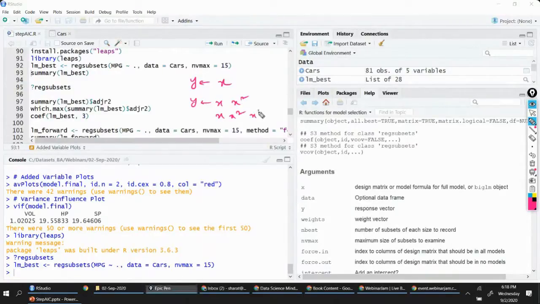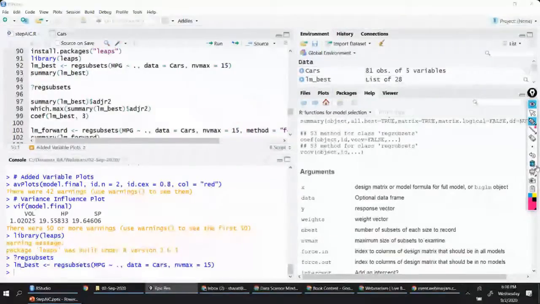X, X square, X cube. So on and so forth, we can keep trying unless, let's say this is insignificant, so we stop at X square. Then we take X1, X1 square, then X2. Right? So we keep on repeating this, and maximum that we can take is 15. Right? That's defined here, predefined. You can design that.